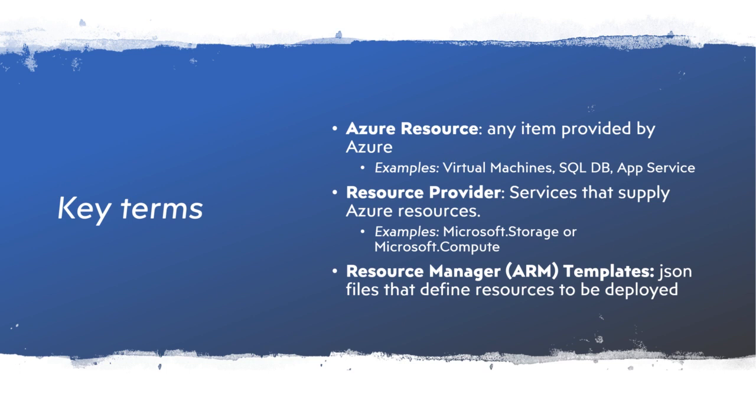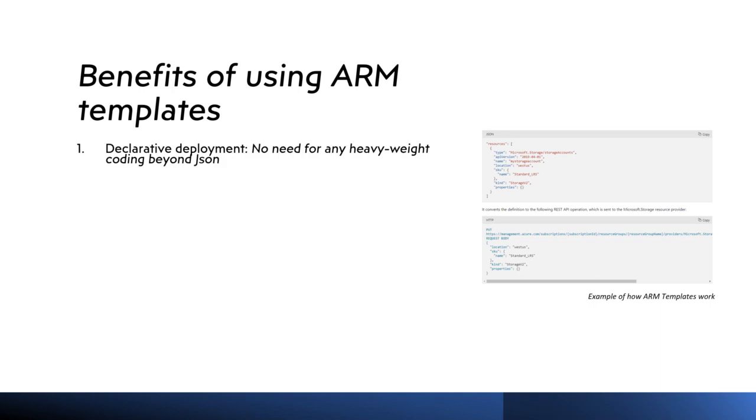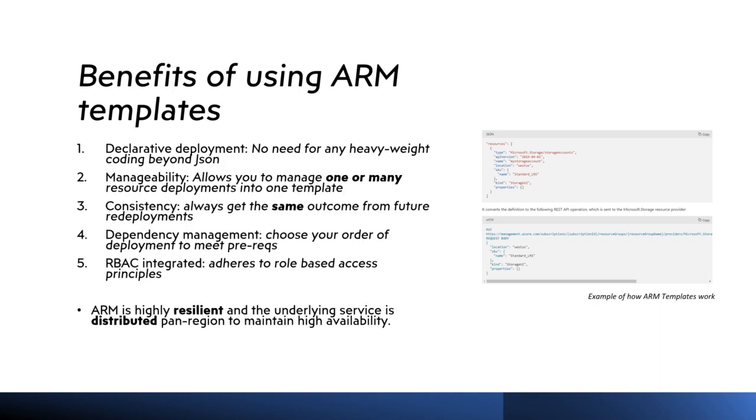The main benefits of using ARM are, it gives you the ability to manage infrastructure directly without any heavy coding required. It gives you the ability to manage lots of resources in one template, or, if you so prefer, to split them out across multiple templates. It gives you the ability to redeploy resources consistently, and you always get the same outcome from running the same ARM template. ARM templates have built-in dependency management, which allows you to choose which resources go first. So for example, you could deploy the Azure virtual network before you deploy the virtual machine which lives on the network within the same ARM template.